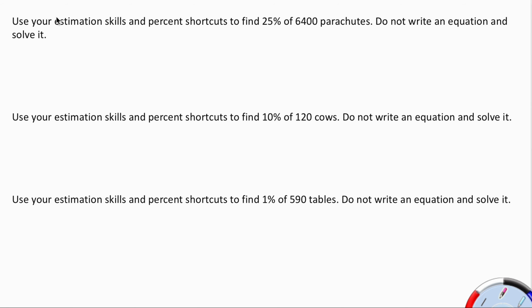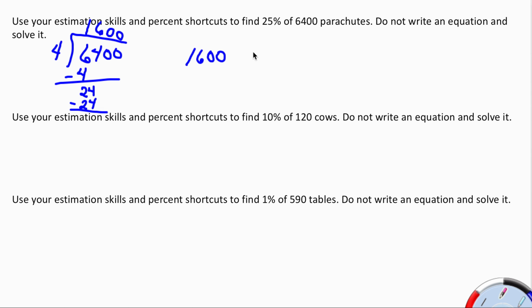So if I'm just estimating, I can just say, oh, I know this is 1/4 of that. All I have to do is say, well, what's 6,400 divided by 4? That would be 25% of it, 1/4. Okay, do your division. Nothing left over, but there's 2 zeros. So 1,600 is about 25% of 6,400.